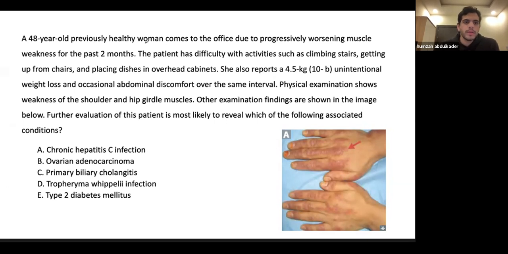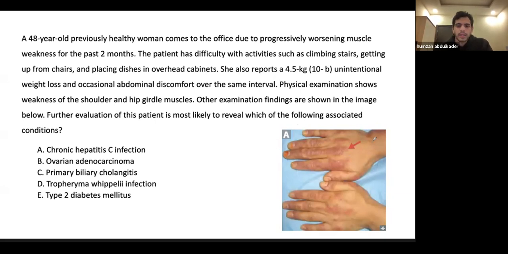A 48-year-old previously healthy woman comes to the office due to progressively worsening muscle weakness for the past 2 months. Patient has difficulty with activities such as climbing the stairs, getting up from chairs, and placing dishes in overhead cabinets. She also reports 10-pound unintentional weight loss and occasional abdominal discomfort over the same interval. Physical exam shows weakness of the shoulder and hip girdle muscles. Other exam findings are shown in the image below. Further evaluation of this patient is most likely to reveal which of the following associated conditions?